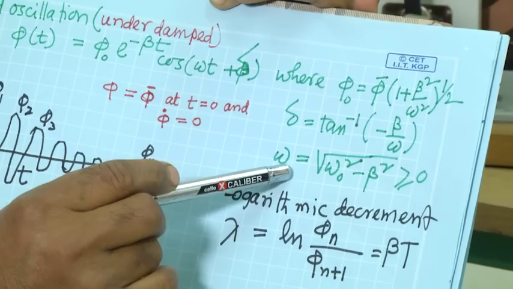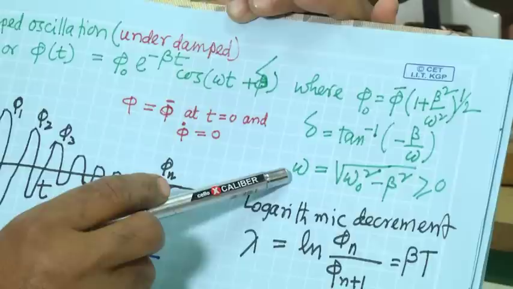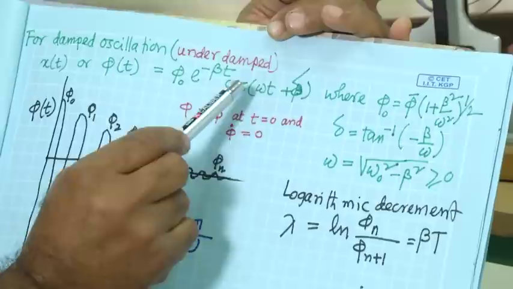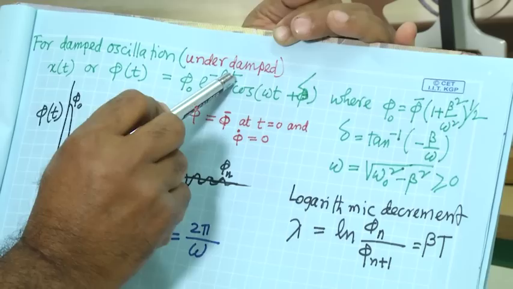And also how the amplitude changes with time. In this solution, if you see, this part is basically the amplitude. So the amplitude will decay exponentially.